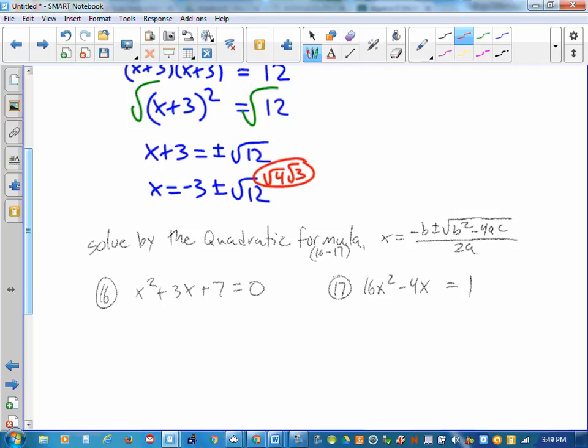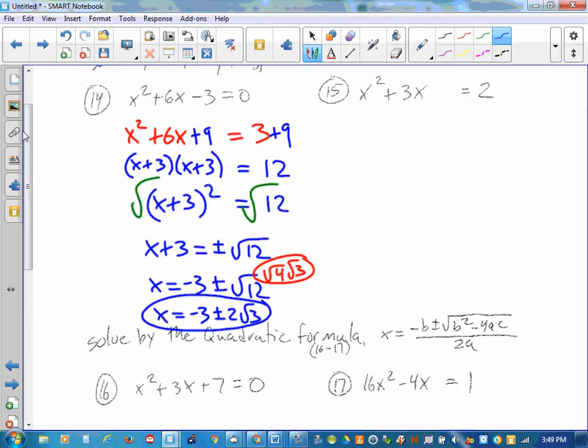And I did that because I just took out the largest perfect square. The largest perfect square was 4. And I can now take the square root of 4 to get 2. So this is how I got my final answer of negative 3 plus or minus the square root of 4, which is 2, radical 3. All right.